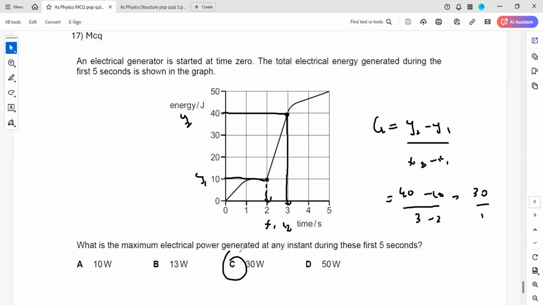So what you have to check is the slope of the graph, because for the graph between energy and time, the slope represents the electrical power. Because they asked for the maximum, that's why we took the maximum gradient.